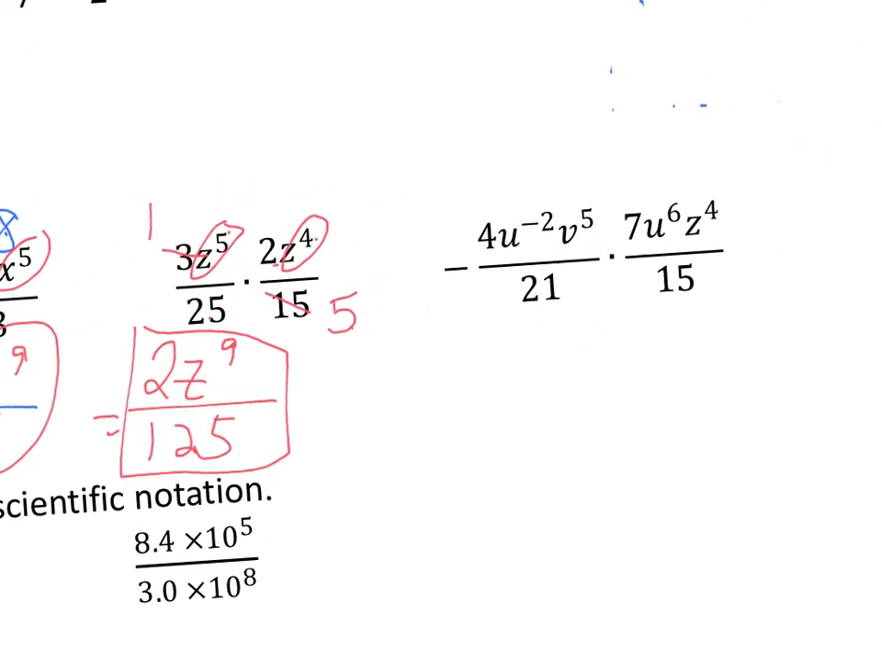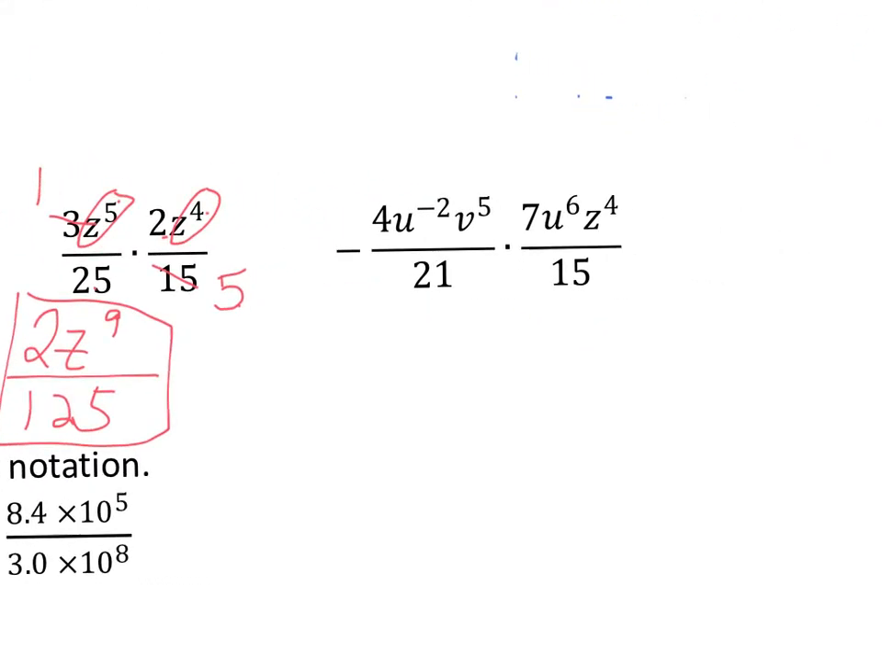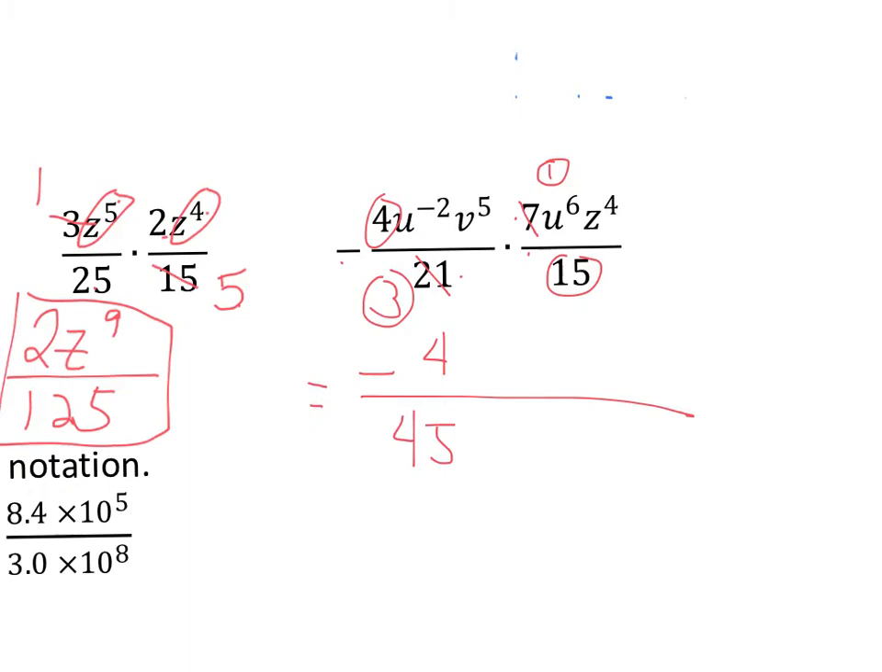Okay? And this one, I see that I can first simplify 7 and 21. This turns into 1 and then 3. And that's it. And I'm going to first take care of my numbers, and my signs: negative, positive, negative. 4 times 1 is 4 in the numerator. 3 times 15 is 45 in the denominator. Okay, that's in simplest form already.